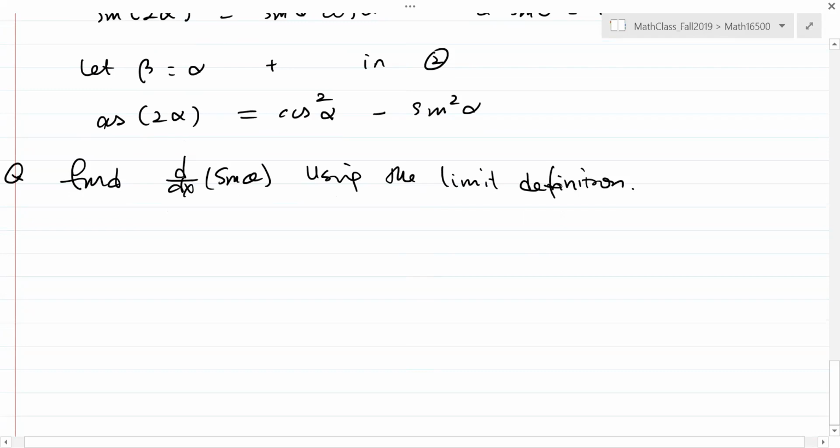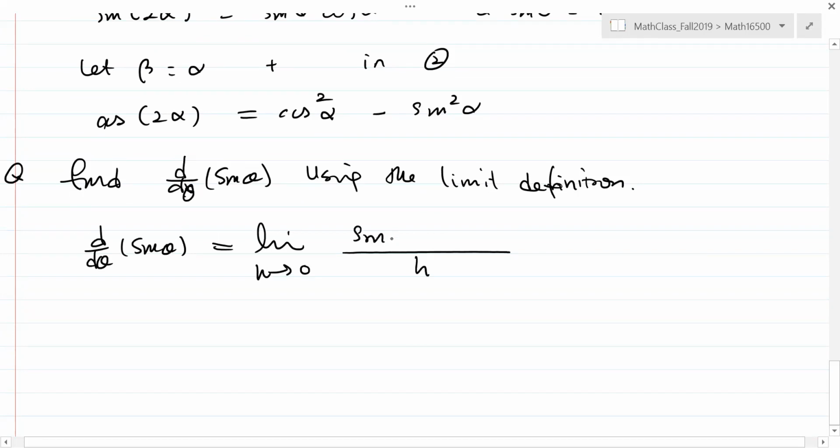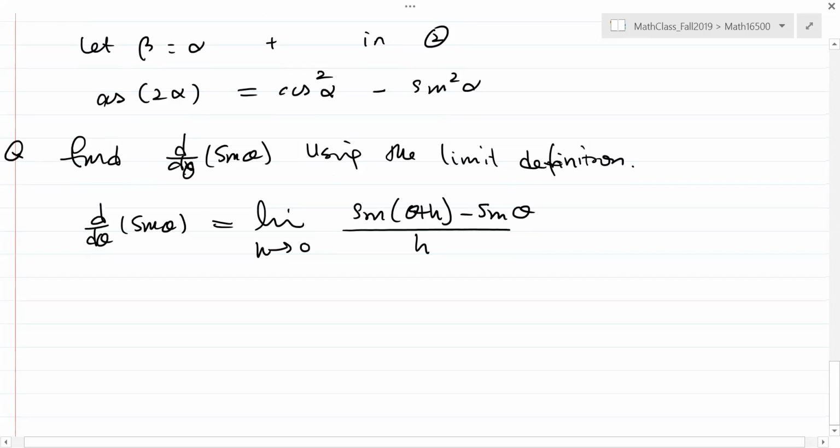So this is the derivative of sine theta. Be careful: I put x in, but this should be theta, the same variable. By definition, the derivative of sine theta with respect to theta is the limit as h approaches 0 of sine of theta plus h minus sine theta, over h. I want to find this limit. If you plug 0 for h, I get 0 over 0: the numerator becomes 0, the denominator becomes 0. So it's not easy to see the limit, and I have to modify this.